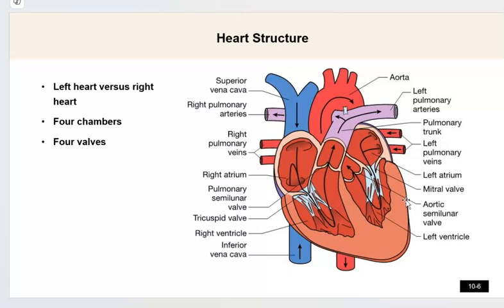Remember that the definition typically of an artery is something that carries oxygenated blood. This is the only time in the body where that is not true. Our pulmonary artery is the only time we have blood in our system that's not oxygenated traveling through an artery, because it's actually carrying it away from the heart. So it is an artery, but it's actually deoxygenated blood.